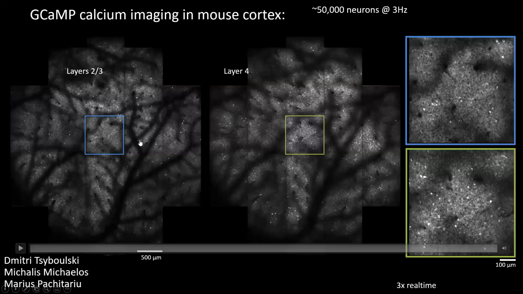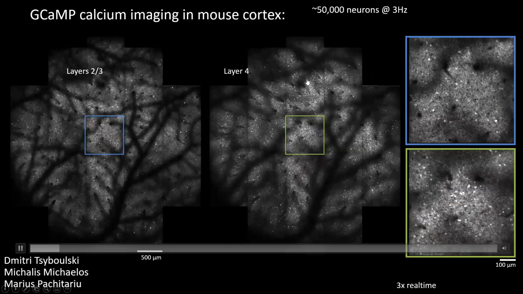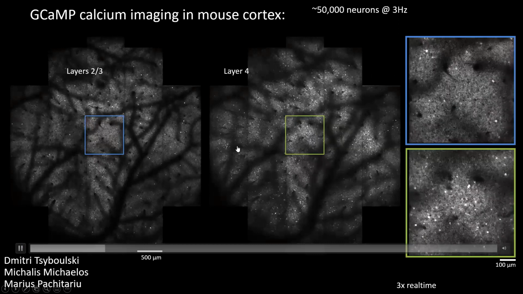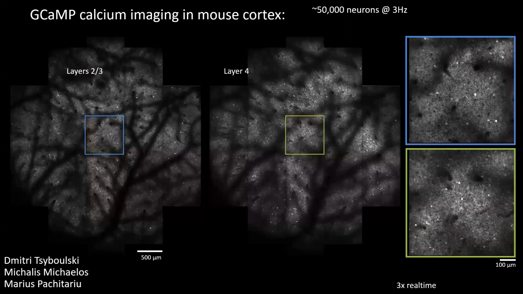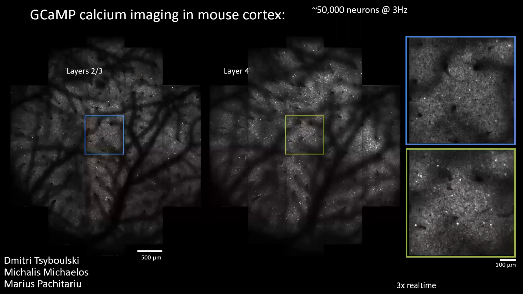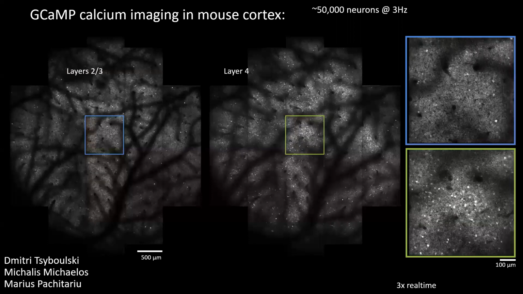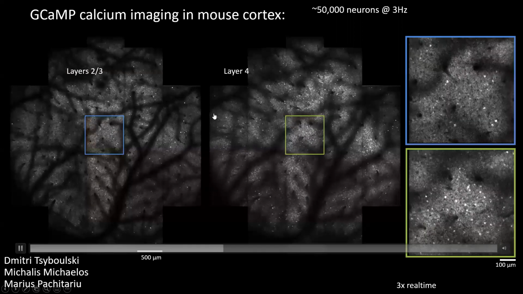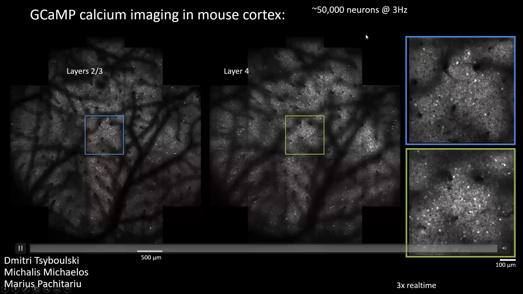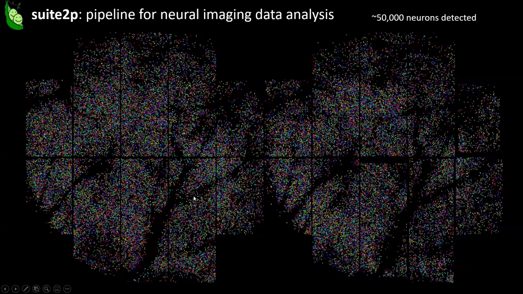So in calcium imaging, there's been an explosion of new techniques. The example here is dual plane imaging, where you can image two planes simultaneously. In this case, in layer 2/3 and layer 4 in visual cortex. And with these new imaging techniques, we need fast and accurate pipelines to process this kind of data. So this is where something like suite2p comes in. We're able to take these types of large scale recordings and extract many thousands, in this case around 50,000 neurons.